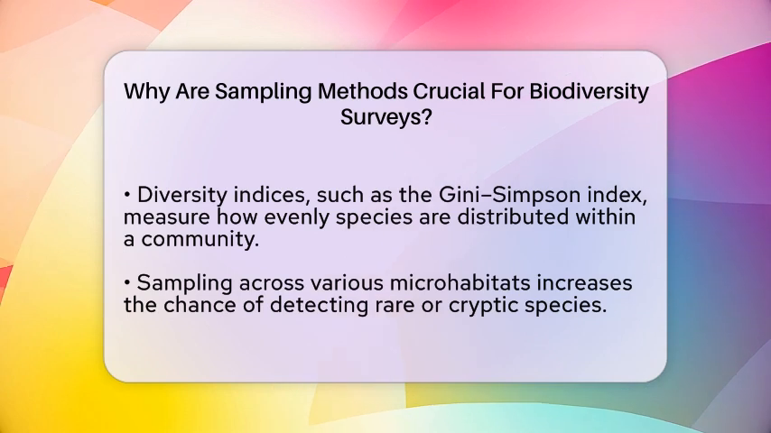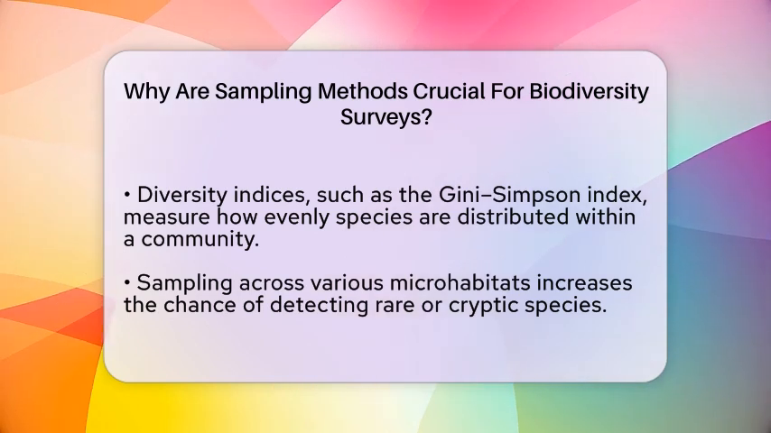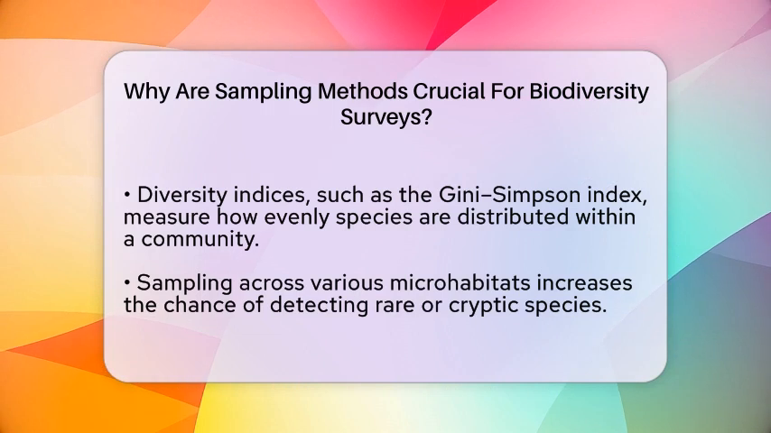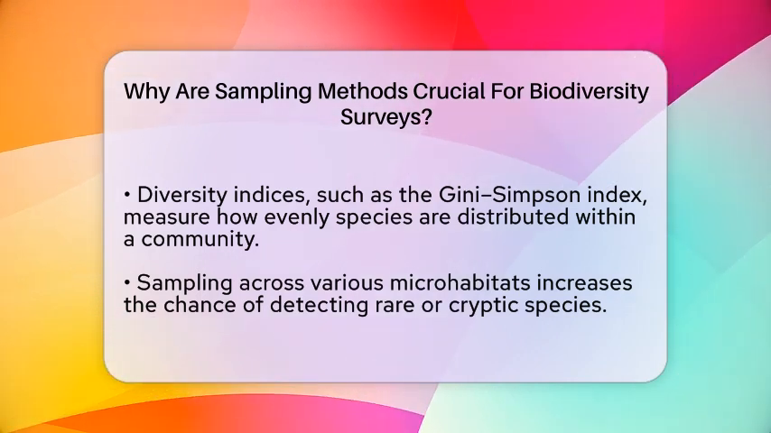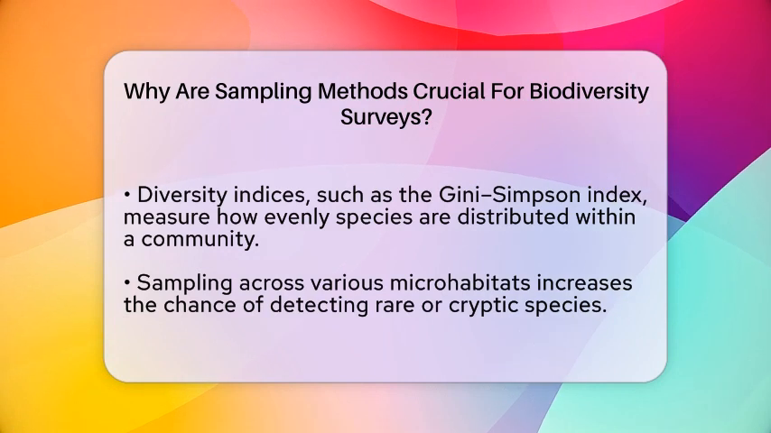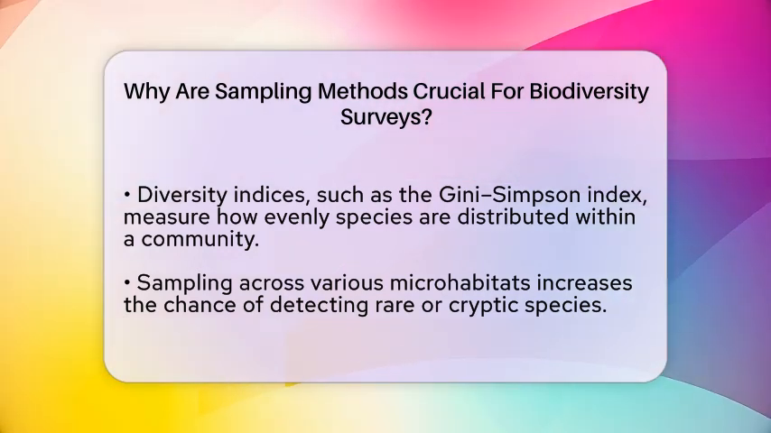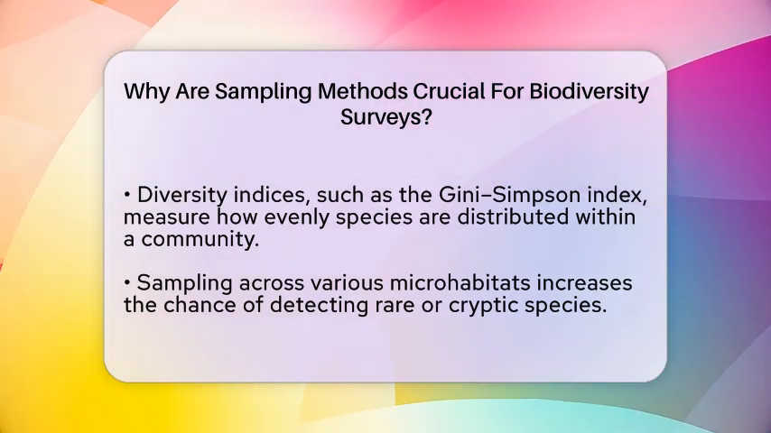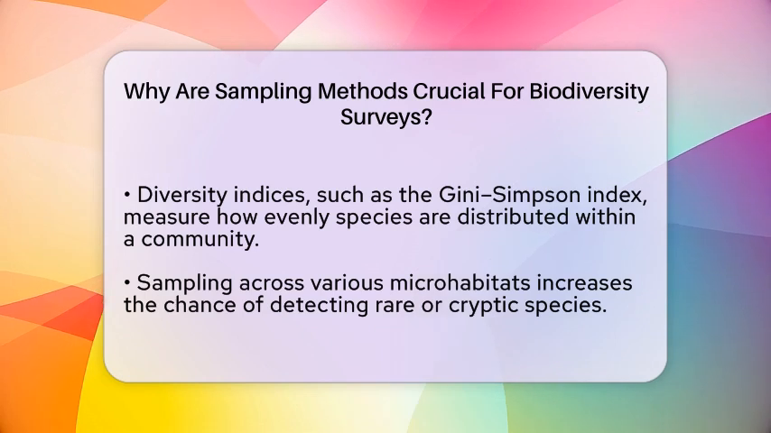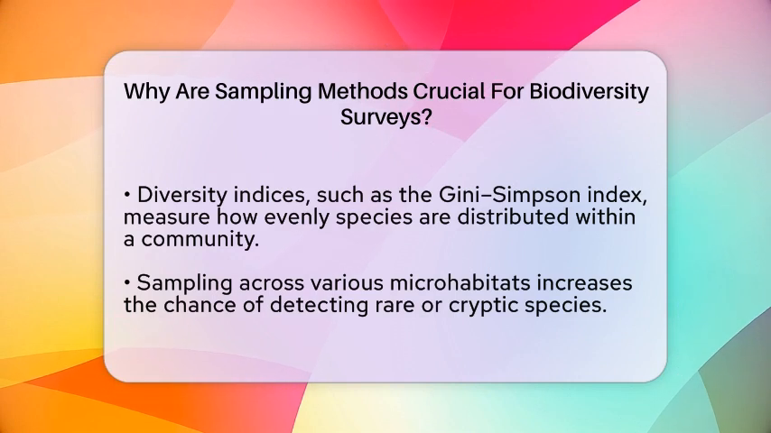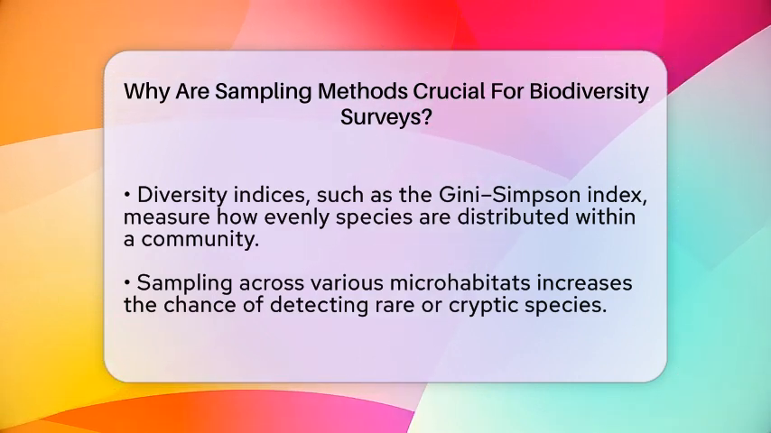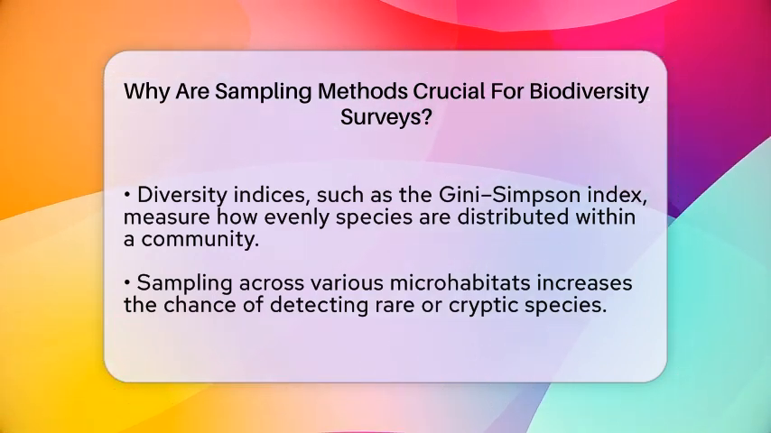Environmental variability is another challenge. Different microhabitats can host very different communities. So, sampling across various habitats increases the chance of finding rare or hidden species. Combining multiple rounds of sampling and using techniques like DNA barcoding can help identify species that look alike or are hard to spot. This is especially useful for cryptic species or those with low numbers.